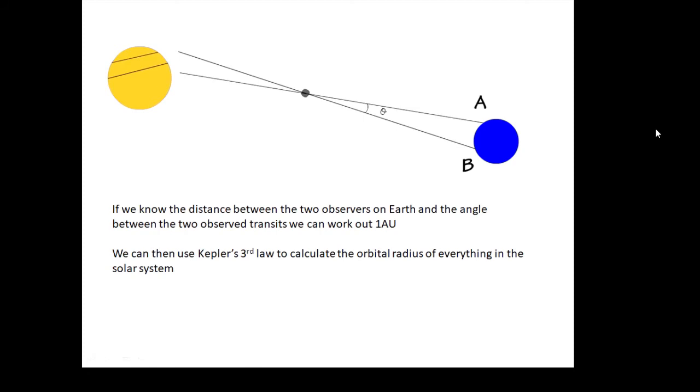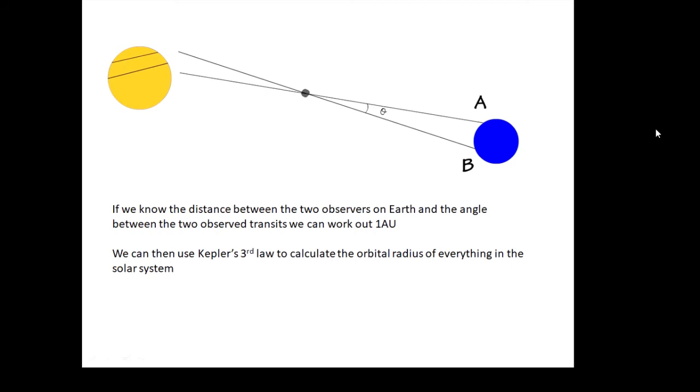Now, I'm not going to explain it all because you're not going to have to, and I don't want to confuse you, and it's a little bit tricky, but basically we observe the transit from, look, point A and point B. A is in the northern hemisphere, B is in the southern hemisphere, and if you know the distance between A and B, and you measure the angle that the two transits subtend on the surface of the Sun, then you can work out the distance from the Earth to the Sun using trigonometry.